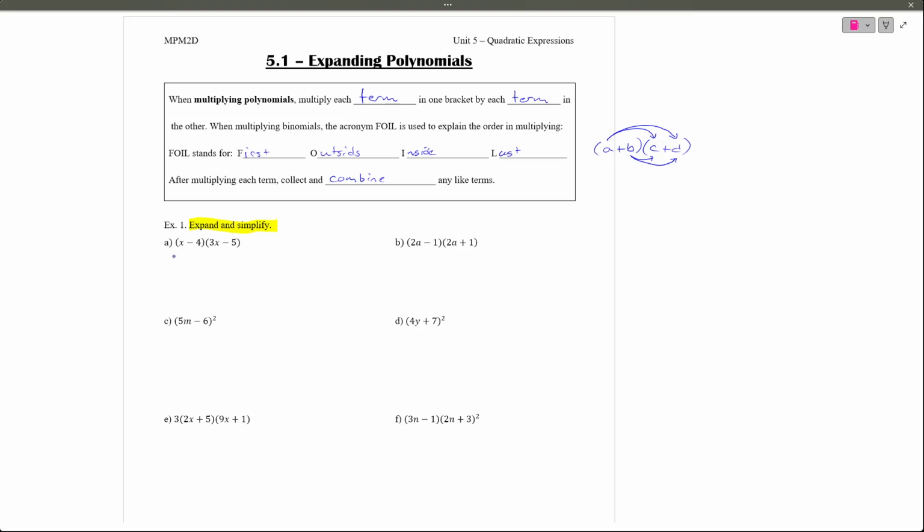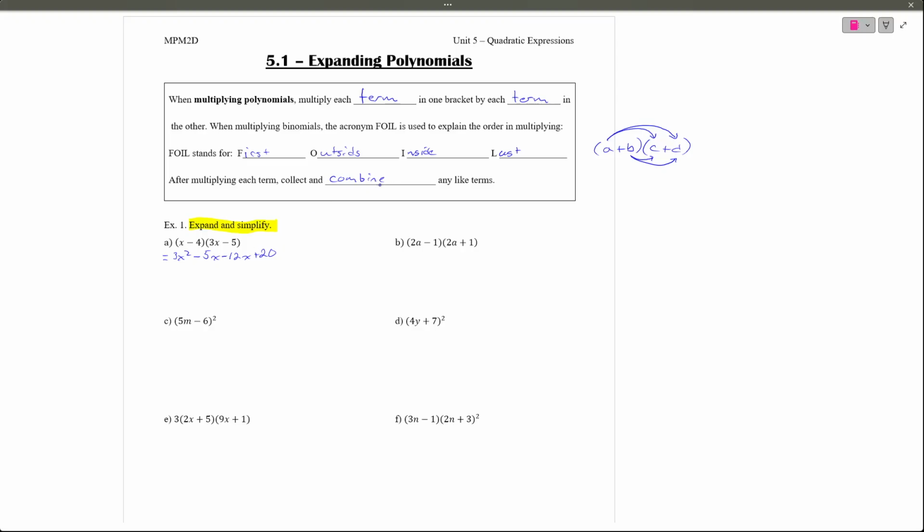So over here in number 1a, we're going to multiply x times 3x. So that's going to give us 3x squared. X times x is x squared. Now we have x times negative 5. So that's minus 5x. So we've done the first part. We've done the top here. Now we do the bottom. We're going to take the second term, which is a negative 4. That negative sign comes with the 4. Negative 4 times 3x, that's negative 12x. And now we have negative 4 times negative 5. That's going to be plus 20. So we've expanded. Now we need to simplify.